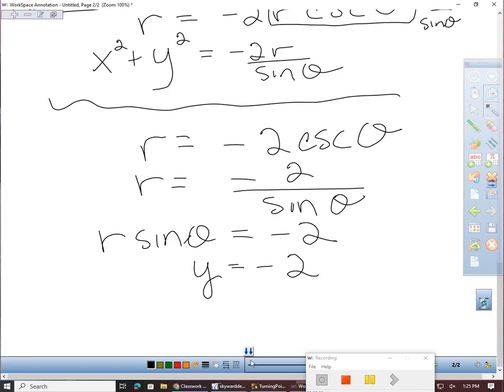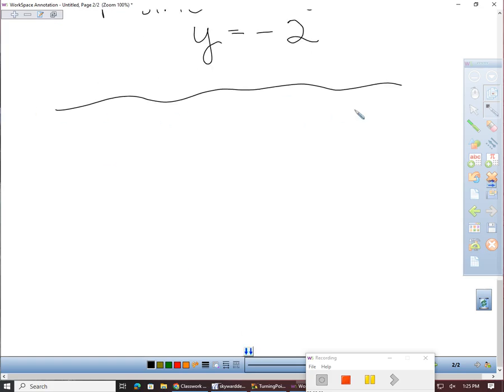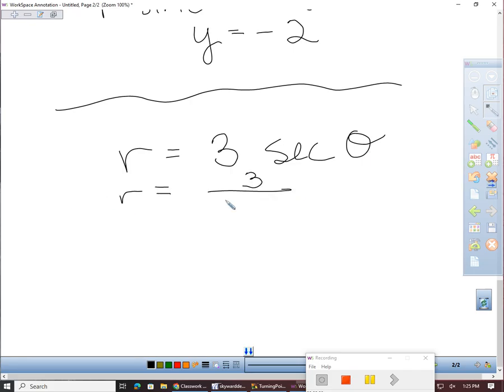All right? Let's do one more similar to that. I'm just going to draw a little line here. Let's say I have r equals 3 secant theta. So what would we decide to do here? Yeah, so r equals 3 over cosine theta. Then what can we do? Perfect. So r cosine theta equals 3.